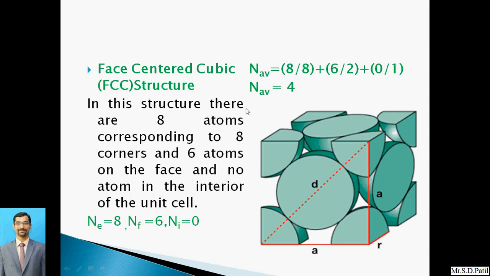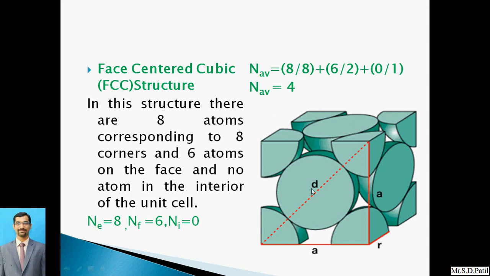After the calculation, the average number of atoms per unit cell will be 4, because 8 upon 8 is 1, plus 6 upon 2 is 3, and 3 plus 1 is 4. So the total average number of atoms per unit cell is 4 for the FCC, the face-centered cubic structure.